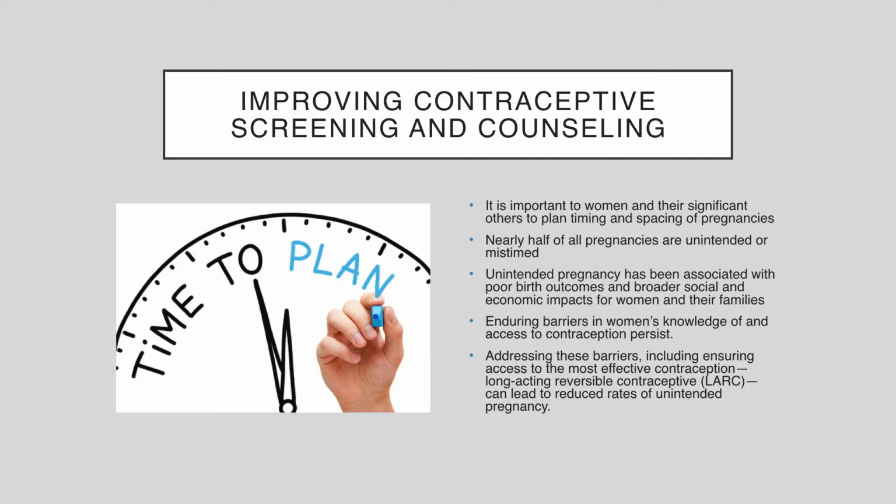First, let's discuss why it is important for primary care providers to improve contraceptive counseling and screening. It is important to women and their significant others to plan timing and spacing of pregnancies. Nearly half of all pregnancies in the United States are unintended or mistimed. Unintended pregnancy has been associated with poor birth outcomes and broader social and economic impacts for women and their families. Barriers in women's knowledge of and access to contraception still persist. Addressing these barriers, including ensuring access to the most effective contraceptives, including long-acting reversible contraceptives, can lead to reduced rates of unintended pregnancy.